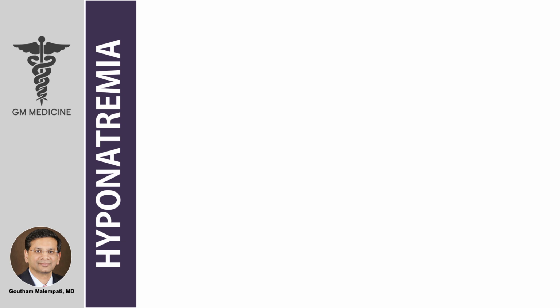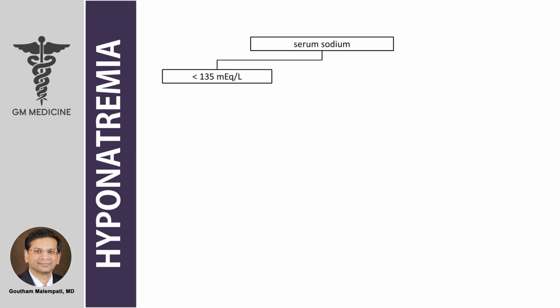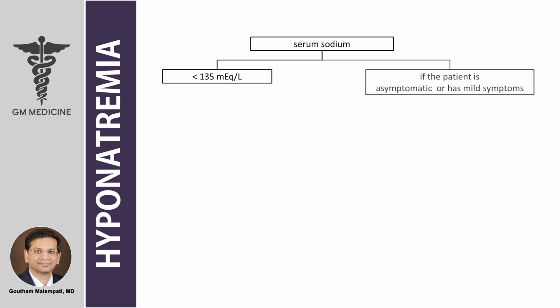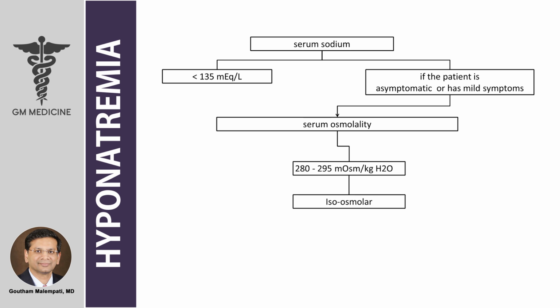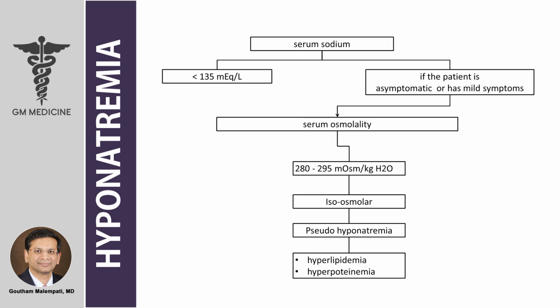Evaluation of hyponatremia. If the serum sodium is less than 135 milliequivalents per liter, and if the patient is asymptomatic or has mild symptoms, one should determine the serum osmolality. If the osmolality is normal, between 280 to 295 milliosmol per kg, then it's classified as isoosmolar hyponatremia. This is pseudohyponatremia. The most important causes are hyperlipidemia and hyperproteinemia such as multiple myeloma.